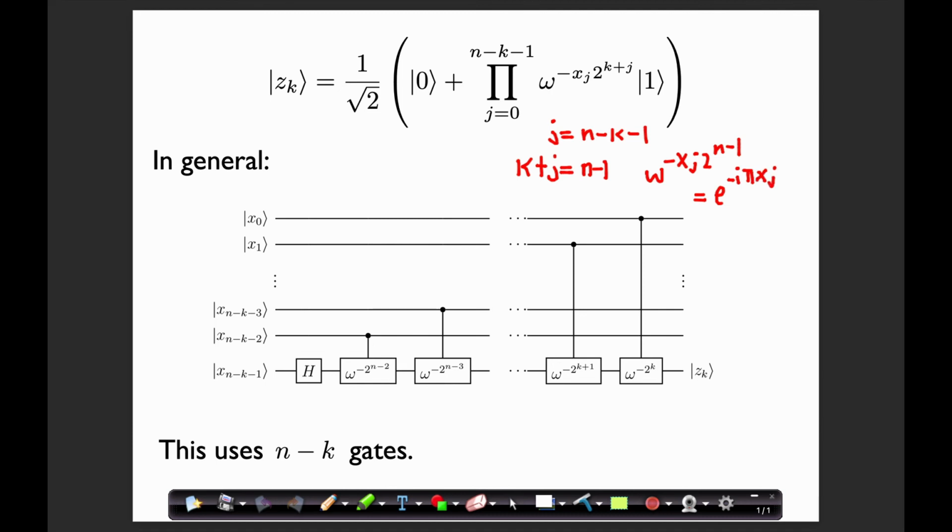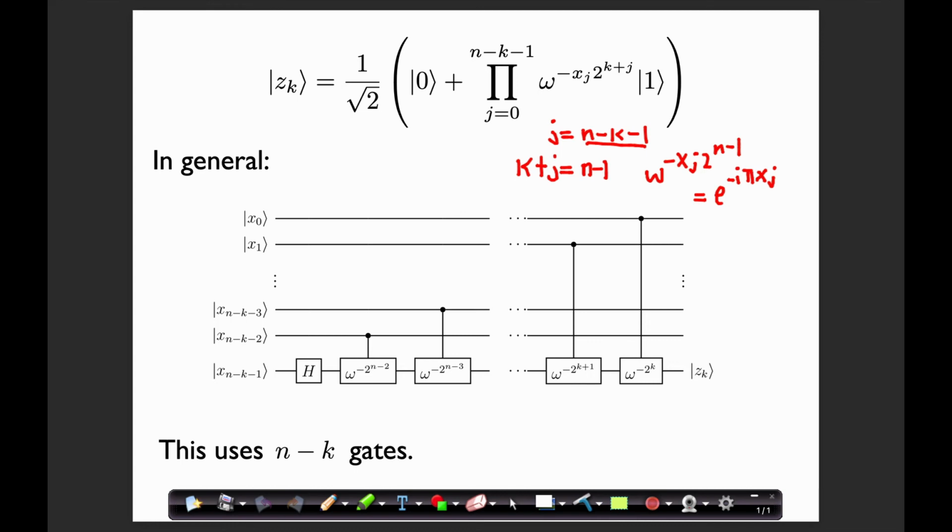Okay, so again, j is n minus k minus 1 here. So we know how to create that phase on the one state, right? That's just a Hadamard. So our dependence on x_{n-k-1}, we can achieve just by doing a Hadamard. Okay, and then what's the dependence on x_j when j is n minus k minus 2?